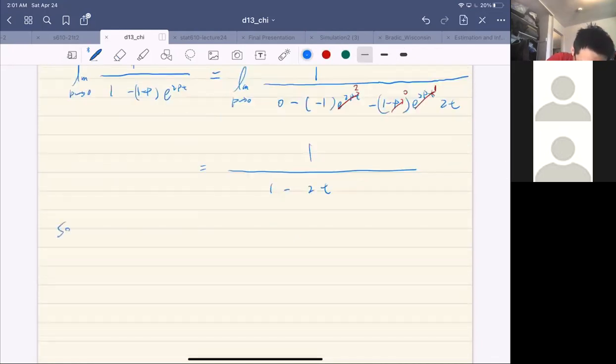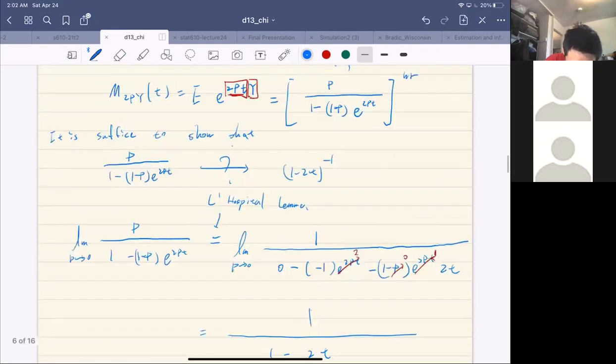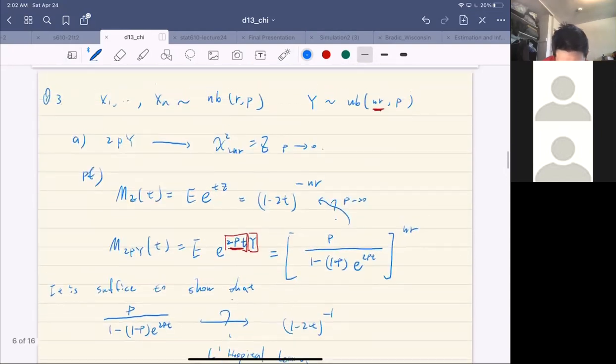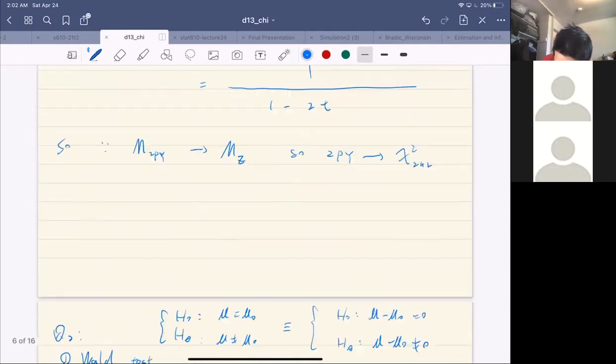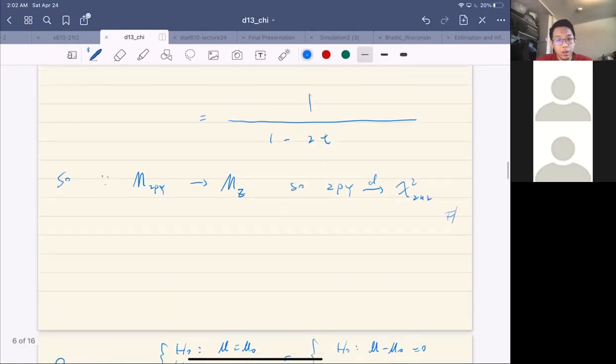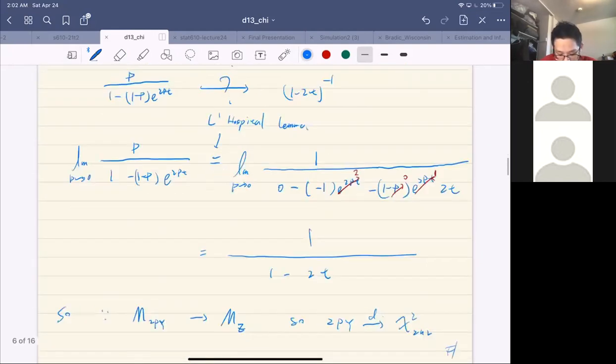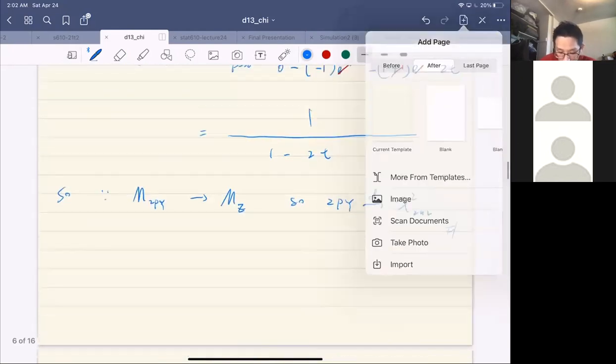So because the homogeneity function of the 2pY converges to this, the 2pY will converge to the chi squared distribution with n gamma. Okay, so that's question A. So we can use the chi square approximation.